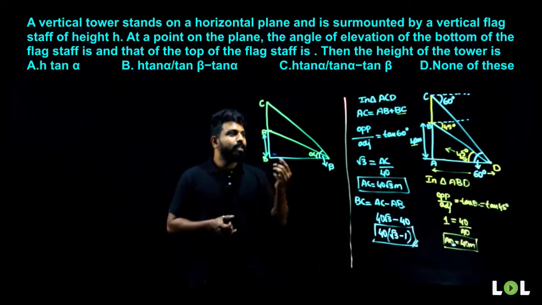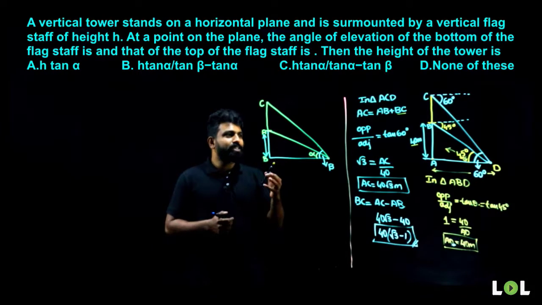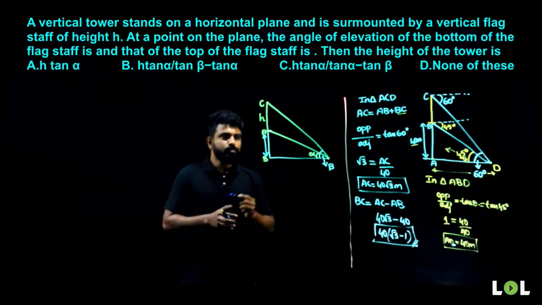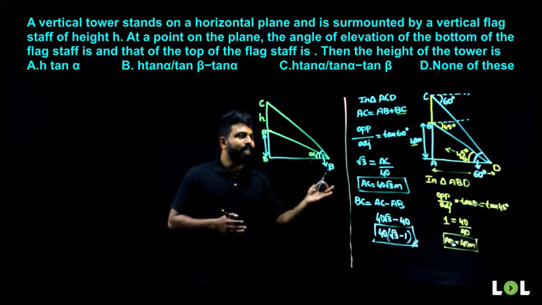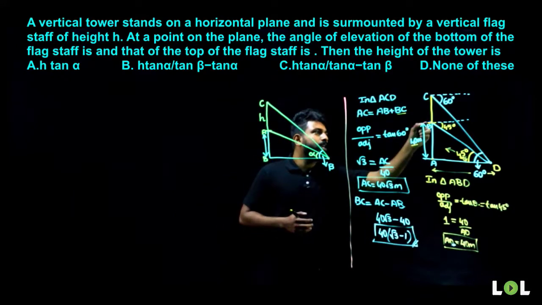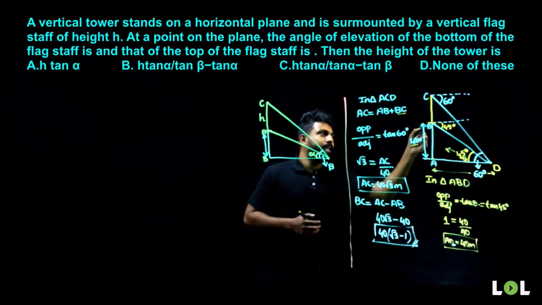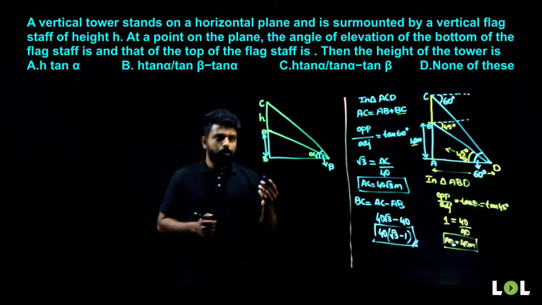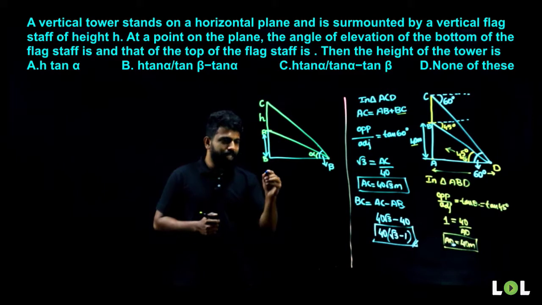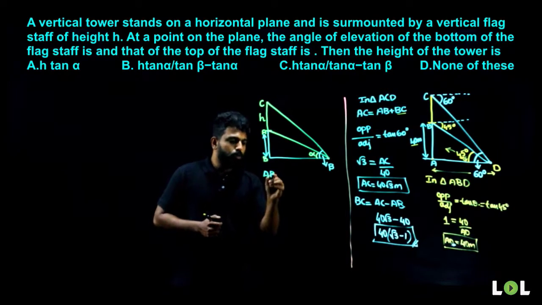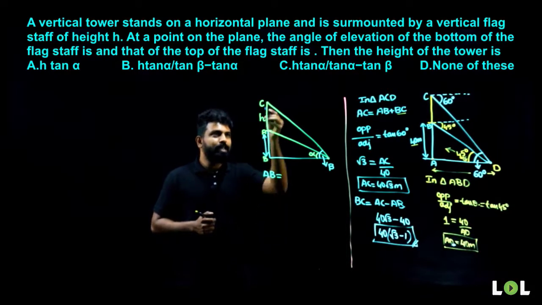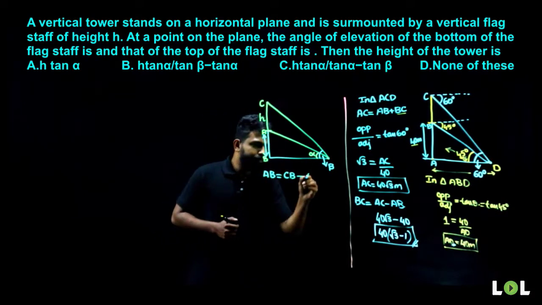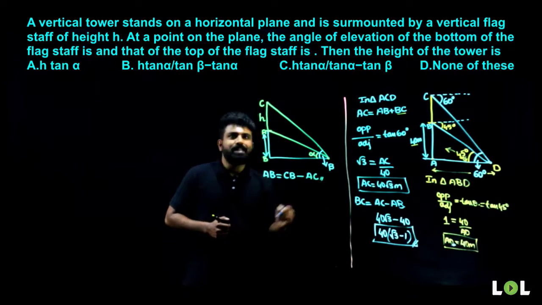They have told that the height of the flagstaff is h. This height here is h. So we need to find AB. It is very similar to the previous problem where we needed to find the height of the tower given the height of the building. Now it is a little vice versa. So how do we solve this problem? Once again, we need to find out AB. So what is AB? AB is nothing but CB minus AC.